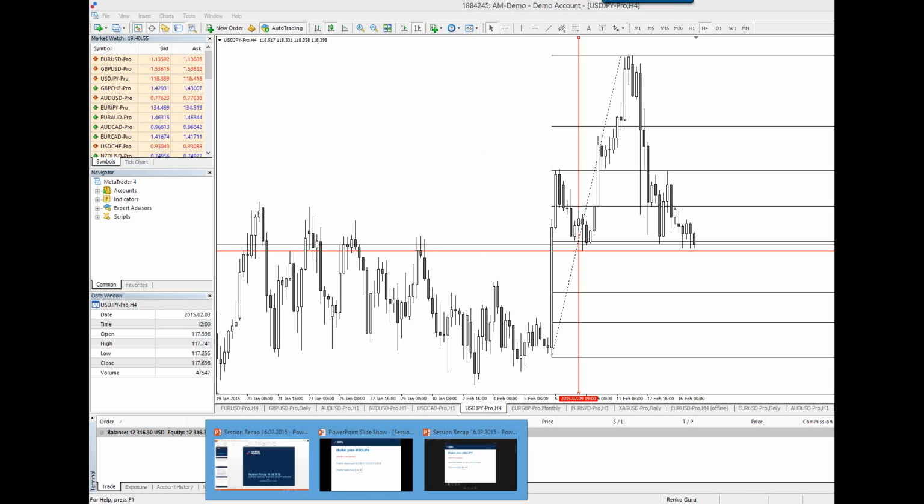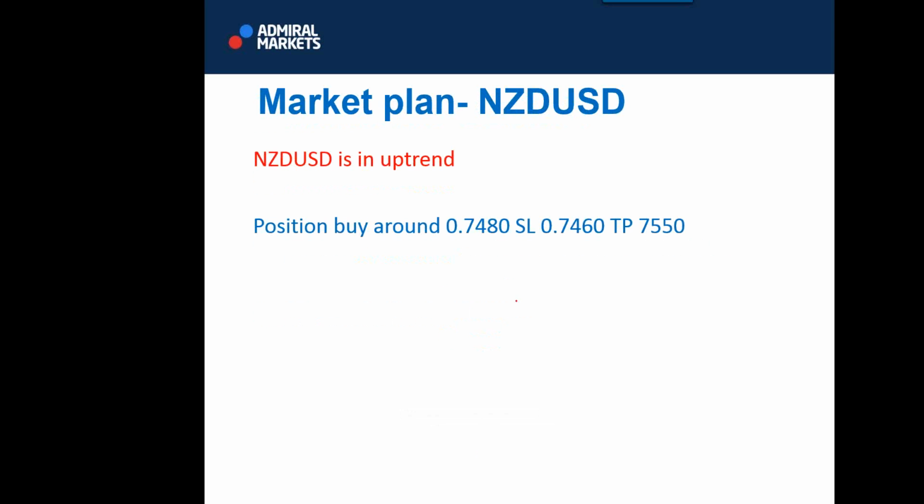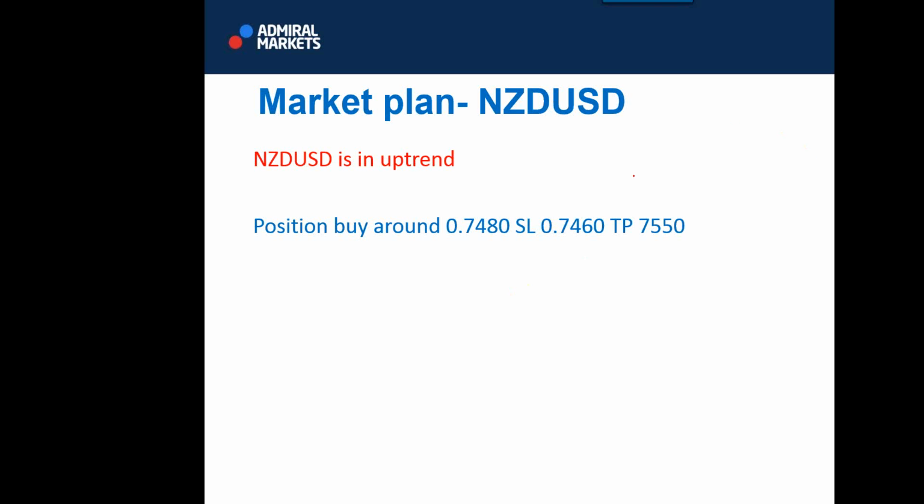And now definitely I want to show you New Zealand dollar also. Okay, New Zealand dollar. It's in uptrend, and we could see a buy position around 74.80, 74.60. Very tight stop loss, guys. And 75.50 could be the target. I will show you the screen now. So 74.80, 74.60, 75.50 is the target.